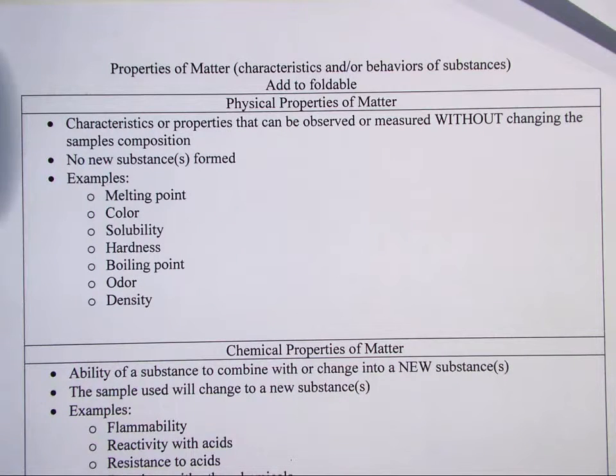So if we wanted to find an object's density, we would take the mass and the volume of the object and then use the formula mass divided by volume equals density to find the density. By taking the mass and by taking the volume, we're not changing the compound's chemical structure, making a new substance by doing that.